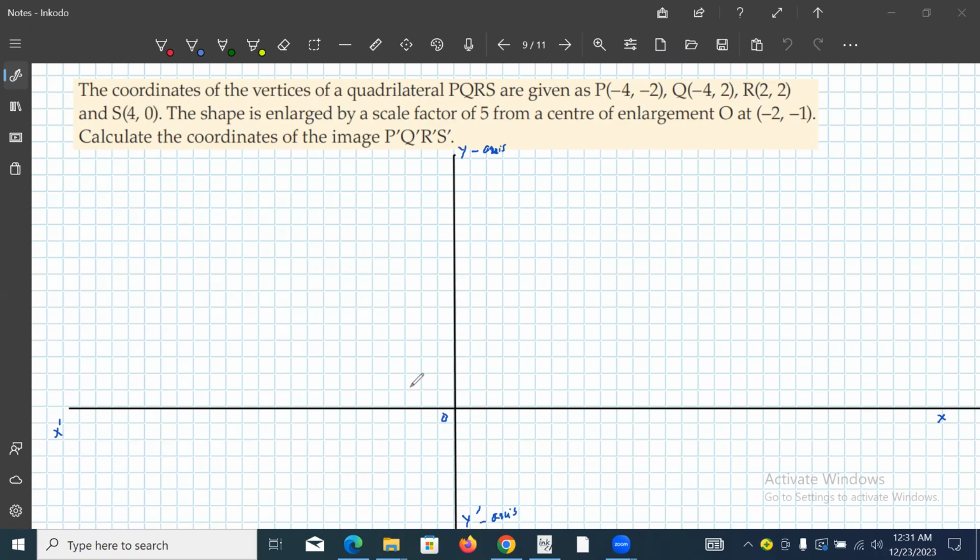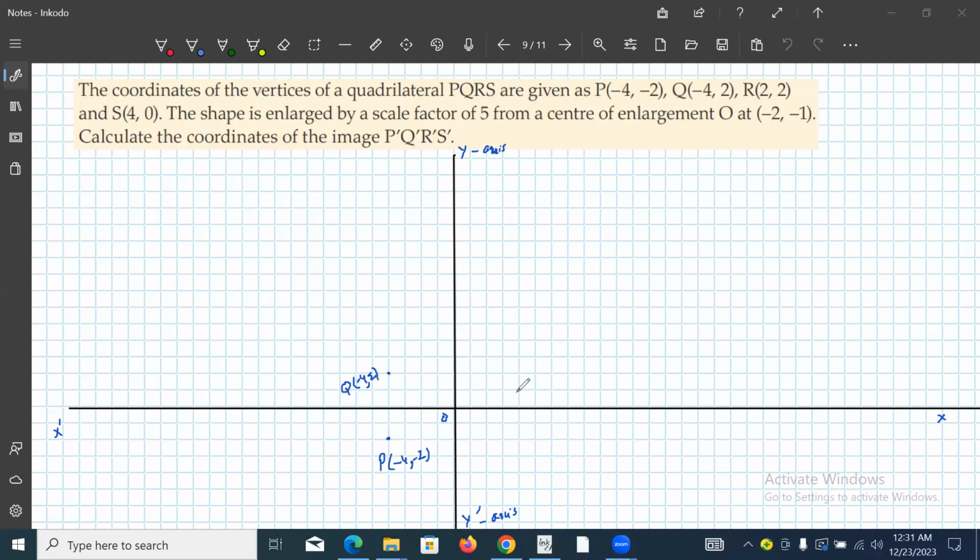So let's have a look. -4 and 2: 1, 2, 3, 4, -4 and 2 down. This is the point P, and we can say that it's -4 comma -2. Then next we have Q. Q is -4 and 2 up: 1, 2, this one. It is Q, -4 and 2 up.